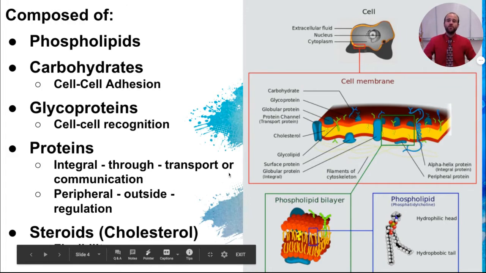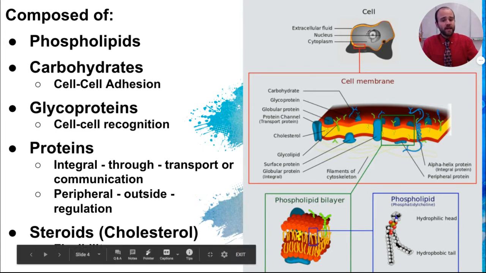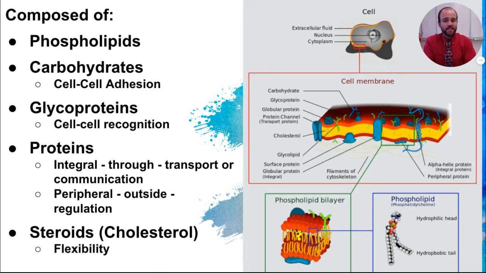So what goes into our double layer membrane? Well, phospholipids are the vast majority of it, and those are going to be lipid tails with a phosphate head. There's carbohydrates that are there for cell-to-cell adhesion, so holding cells together. There's glycoproteins, which are proteins attached to carbohydrates that are there for cell recognition, so knowing cell from other cells. There's proteins, both integral, which means that it goes through the cell membrane.